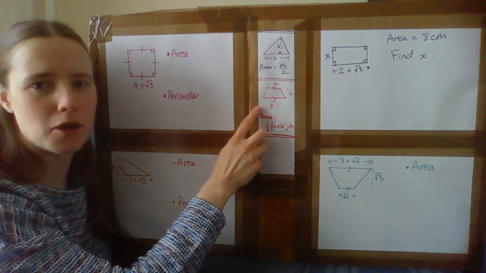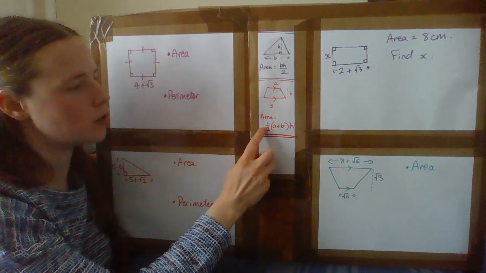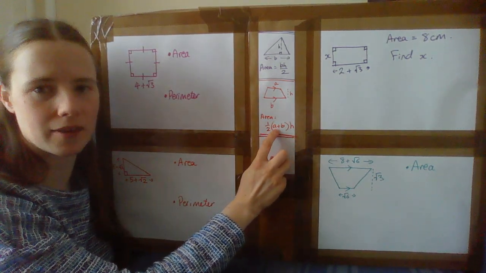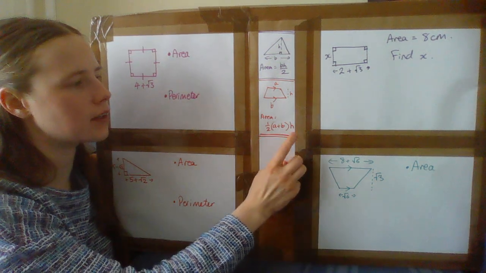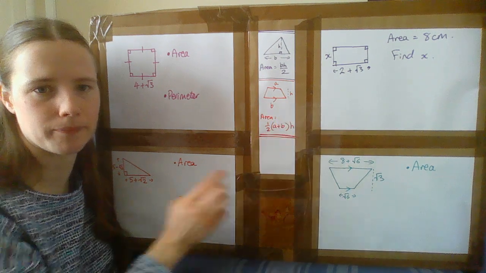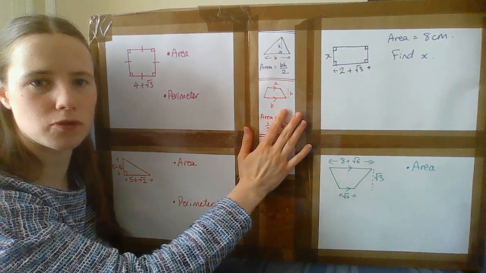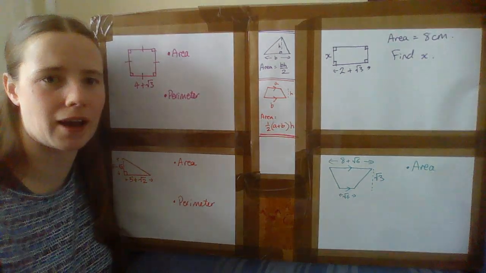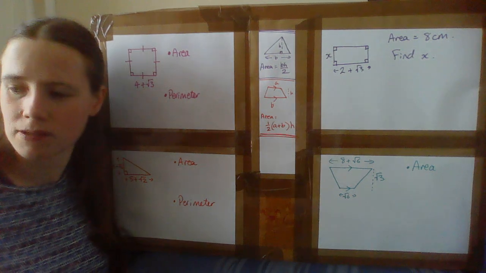And then for the area of a trapezium, you're going to do the two parallels added together, A plus B, half it, and then times by the height, which is the perpendicular distance between A and B. Okay, so we're going to need to use those formulae as well as a few other geometric facts in order to be able to answer these questions.